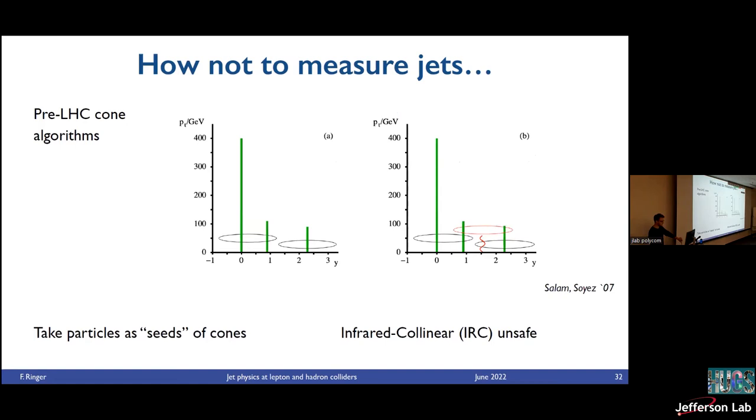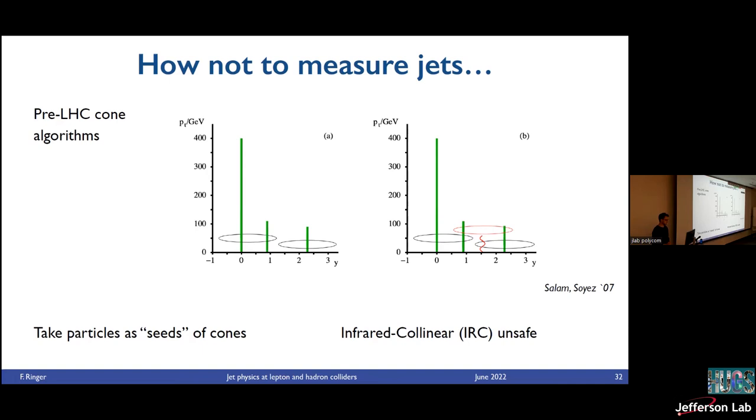All right, so this was the first jet definition. Now, before coming to what is typically used at the LHC now, I still want to give an example of how not to measure jets. Historically, this has been very important because for a long time, people used an algorithm for jets that actually had some problems. That's known as a cone algorithm that was used before the LHC and then was later corrected in 2007.